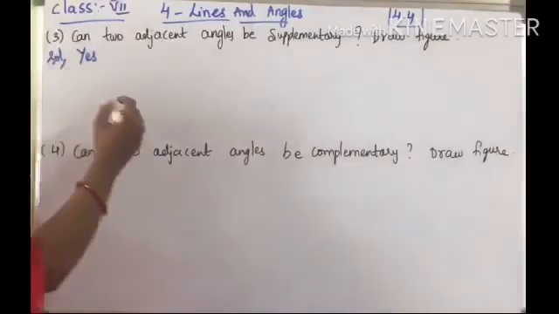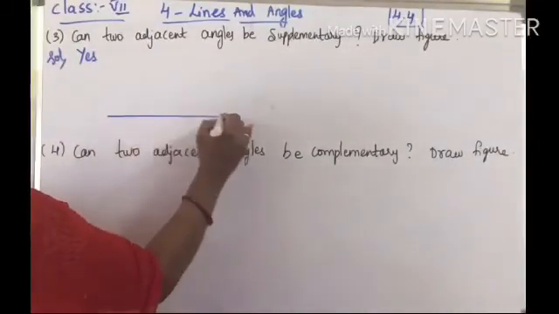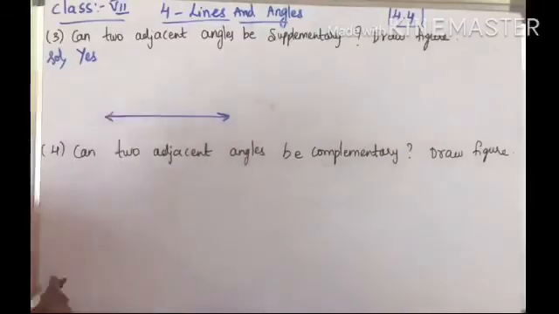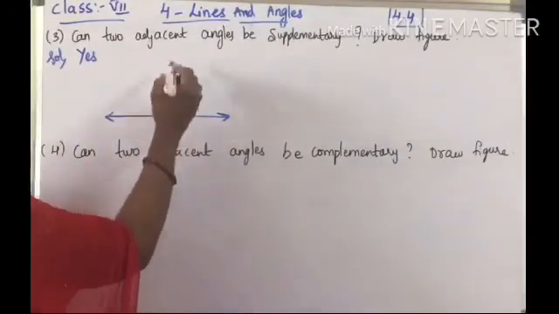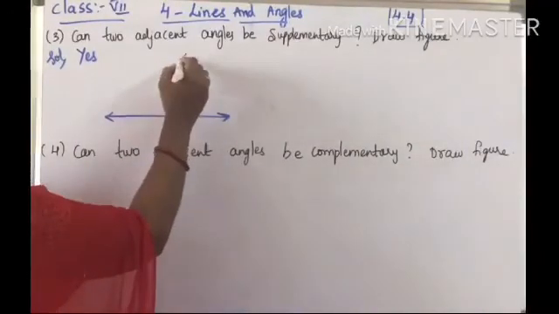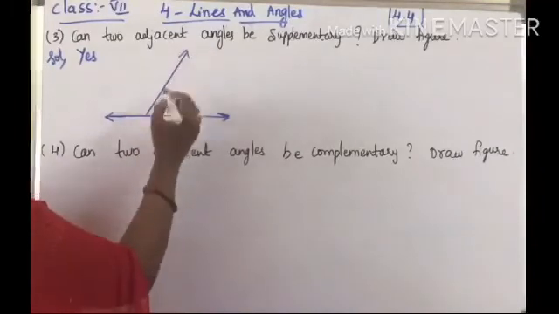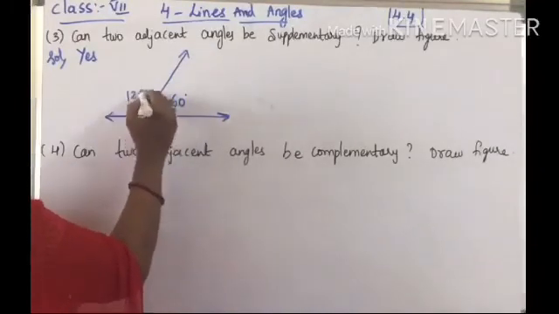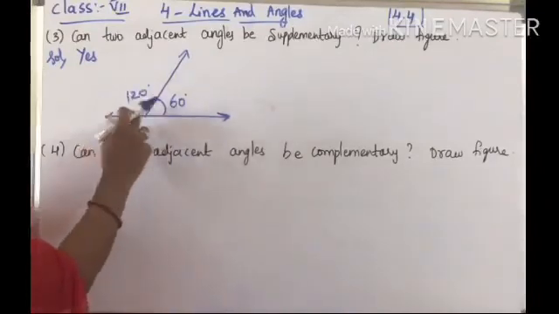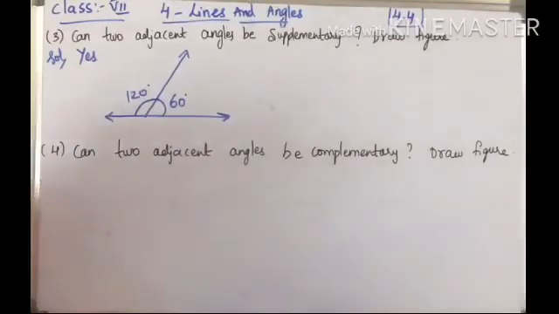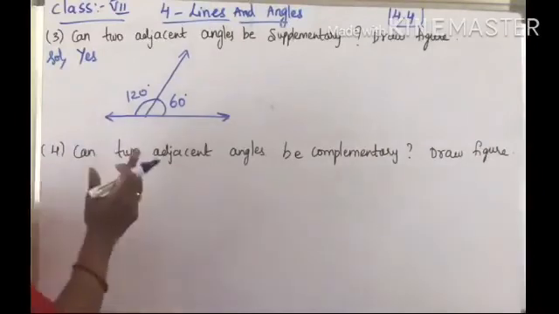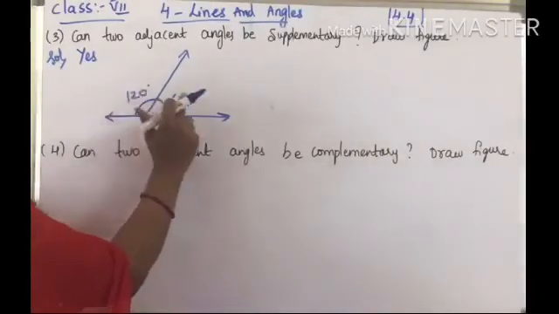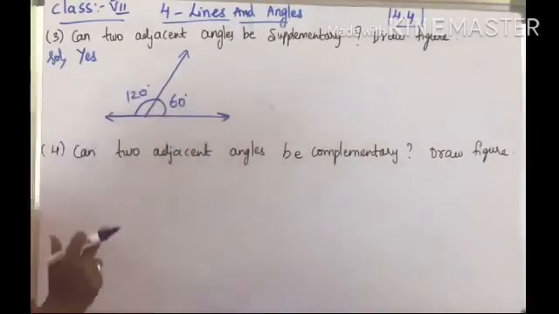See, supplementary is nothing but when you add two angles, you should get 180 degrees. So 180 degrees is nothing but a straight line. Yes, so this is a straight line. If I divide this into two parts, suppose this is 60 and this is 120. So 120 and 60, when you add, how much do you get? 180. That is, 120 and 60 form supplementary angles.